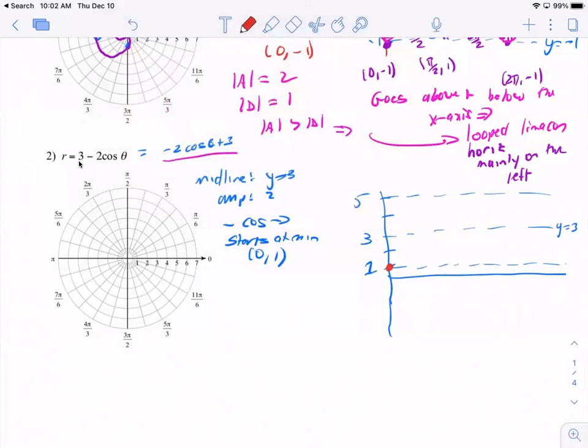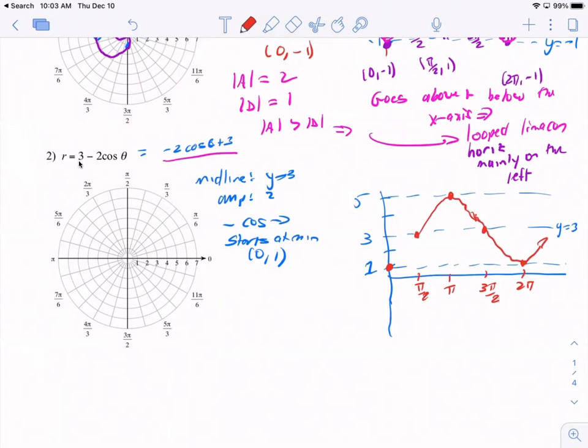Then we label the x-axis with 4 points: 0, pi over 2, pi, 3 pi over 2, and then 2 pi. Then you go pi over 2, 3; pi, 5; 3 pi over 2, 3; and 2 pi, 1. That's all we need, and then you just draw it with arrows.